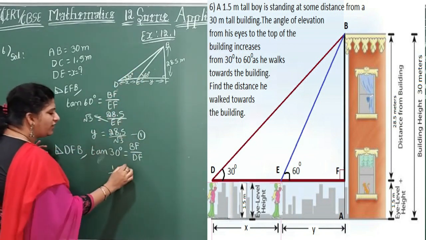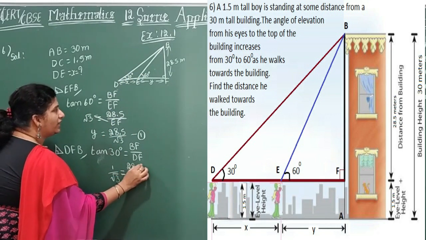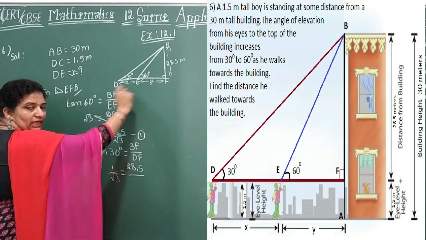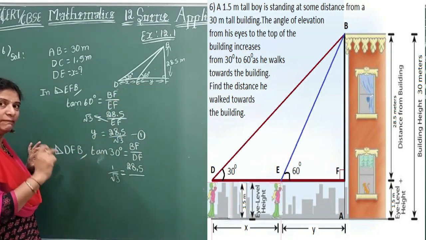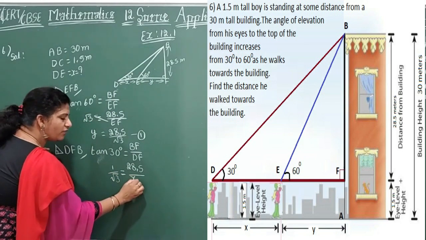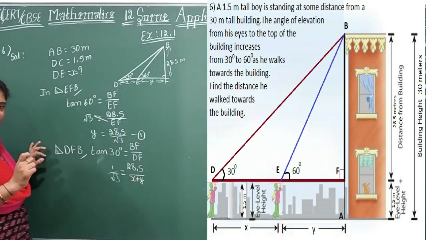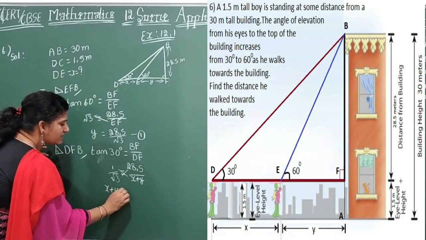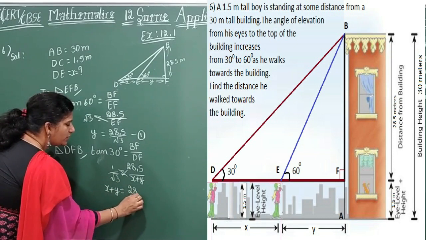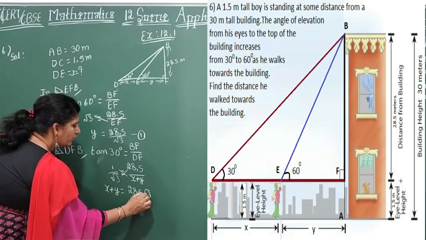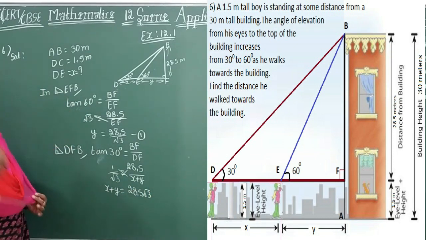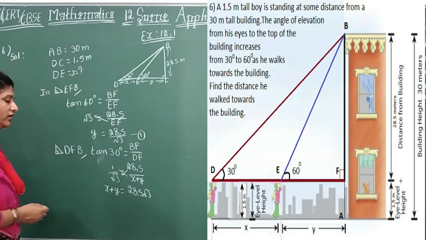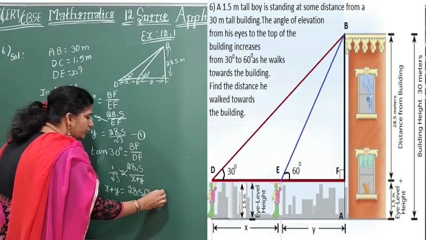BF. What is BF here? 28.5. DF. What is DF, children? X plus Y. Don't write XY, you have to write it as X plus Y. Now bring this side. X plus Y is equal to 28.5 root 3. Okay, now I didn't get the final value. Still I need to do something. So let me mark here 2.